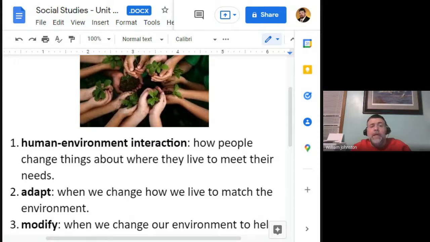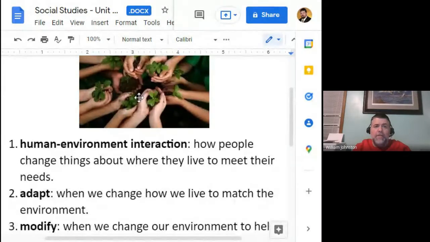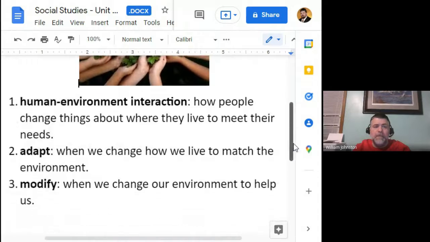Now, before we go any further, I want us to look at three important vocabulary words. Number one, human environment interaction. This is how people change things about where they live to meet their needs. We have the word adapt, when we change how we live to match the environment. And also, we have the word modify. Modify is when we change our environment to help us.